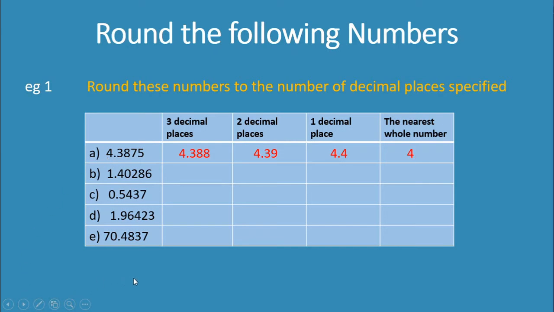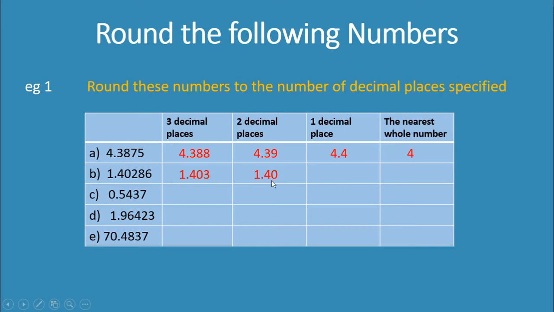Let's go a bit quicker now. So B, rounding to 3 decimal places, that 2 with an 8 after it rounds up to a 3. So 1.403. Next, to 2 decimal places, the second decimal place is a 0. A 0 with a 2 after it is going to stay the same. So 1.40. Notice that I am writing this 0 here.